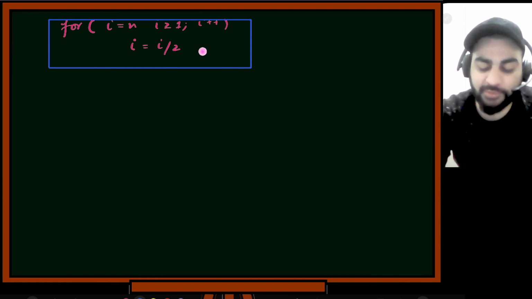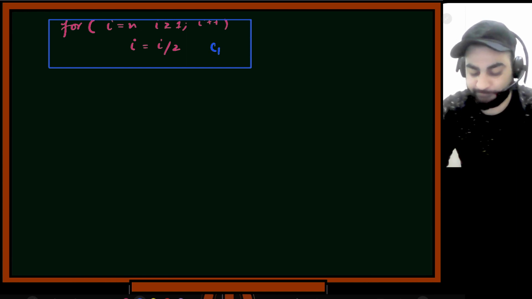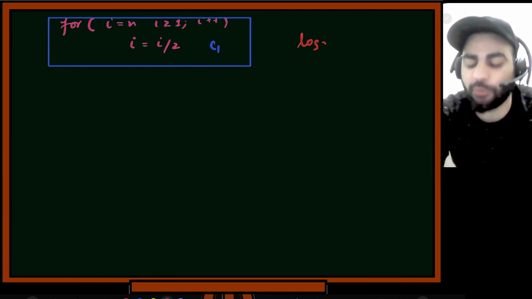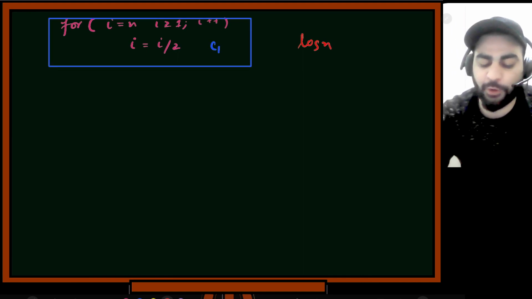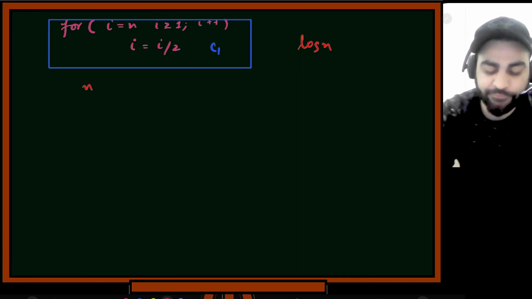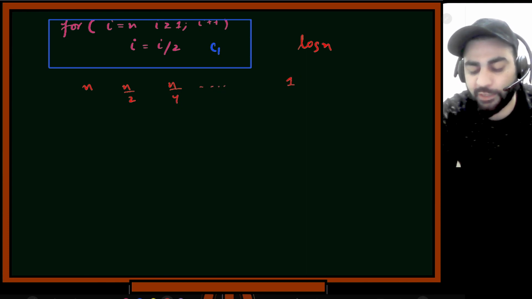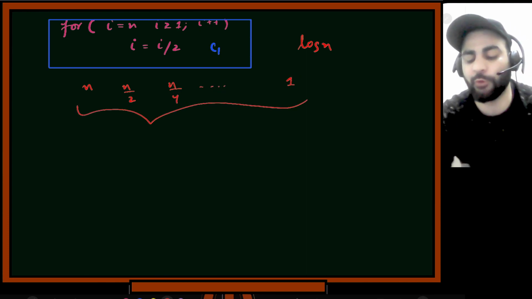How many iterations will it have? Let's suppose this is C1. Log n will be the answer, I guess. This will run log n times. How do you have to see it? You are starting with n. So the first time it will be n, the second time n by 2, the third time n by 4. You are decreasing it, and you have to see how many iterations it will take to go to 1.